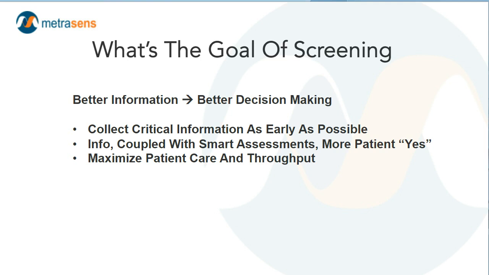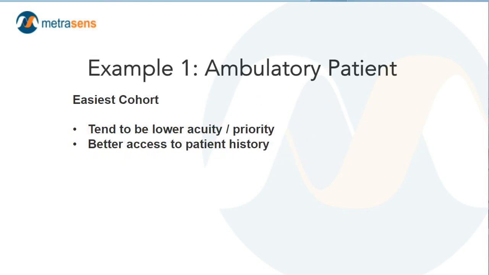Let's start with probably the most prototypical, typical patient cohort, and that's ambulatory patients coming in. Generally speaking, they're going to tend to be lower acuity, lower priority studies. Because they're not urgent or emergent, we're not rushed, so in theory at least, we have better access to a patient history. So let's just take an example of a patient that perhaps may walk in the door to one of your MR facilities.